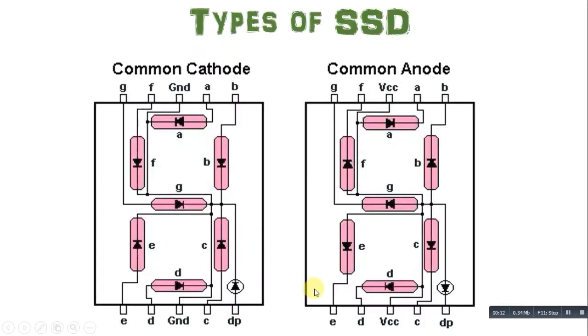There are 2 types of SSD available in the market: common cathode and common anode. In common cathode, LEDs will be forward biased only when both common pins are connected to ground. Suppose I want to glow the LED named A, then I have to provide logic 1 to the A pin and logic 0 to the common pin. Similarly, in common anode, LEDs will be forward biased only when both common pins are connected to VCC. And if I want to glow the A LED, I have to provide logic 0 to the A pin and logic 1 to the common pin.